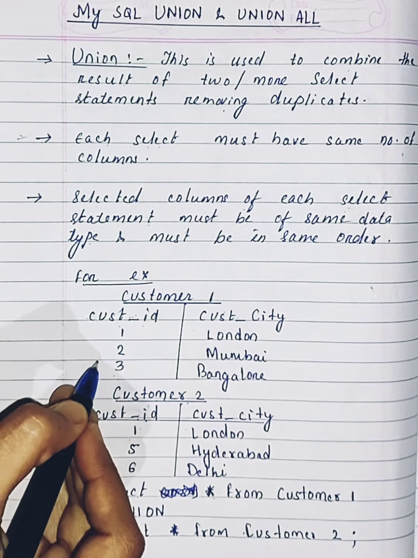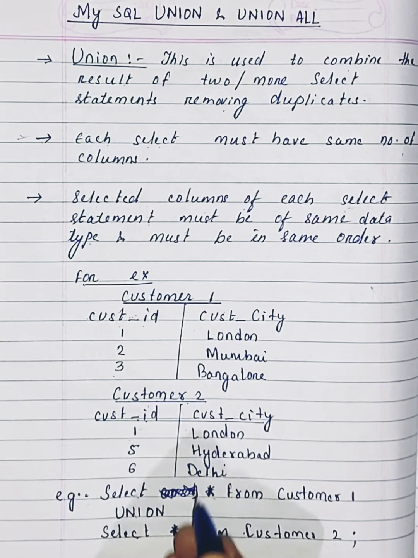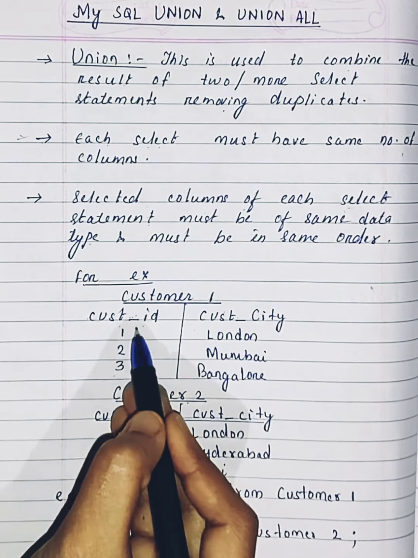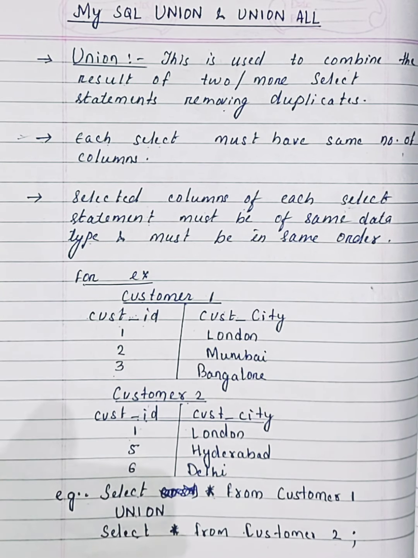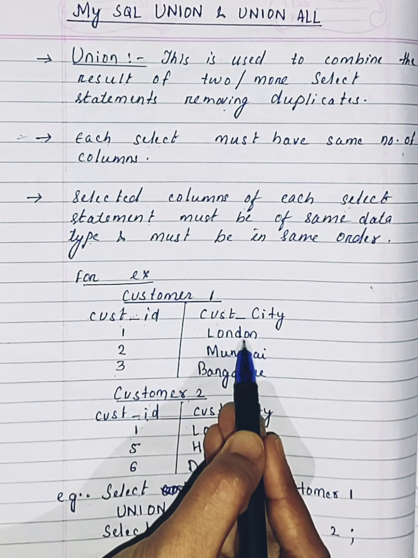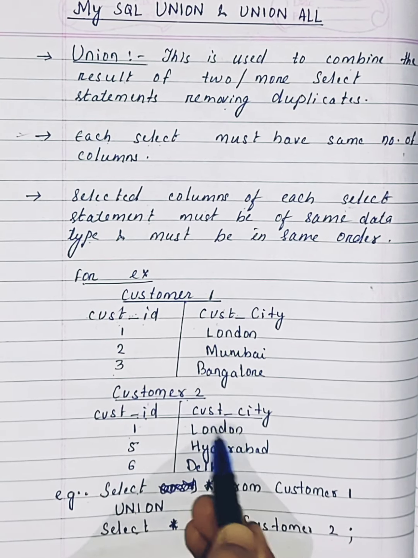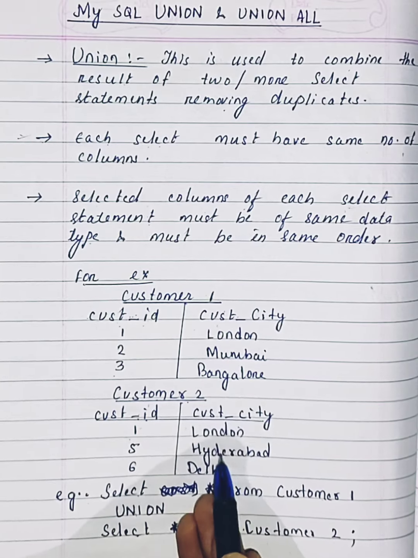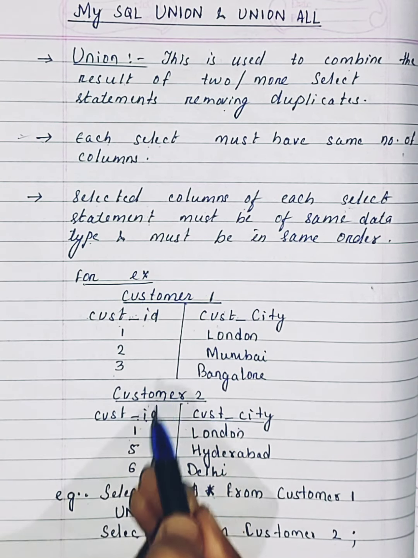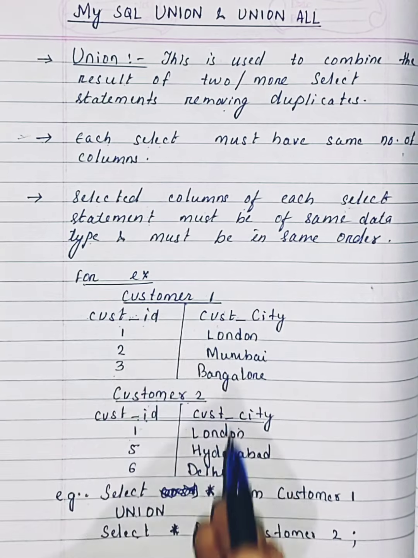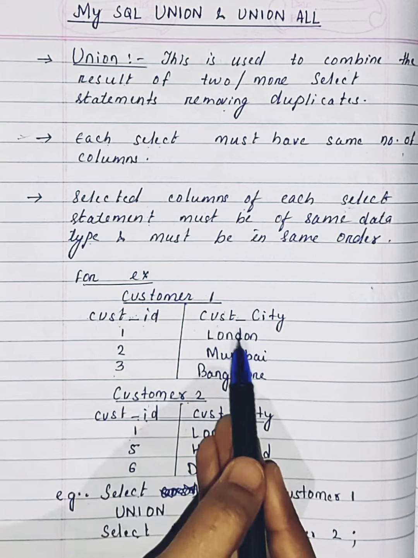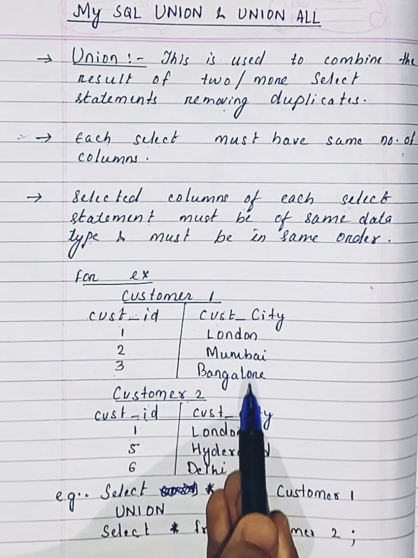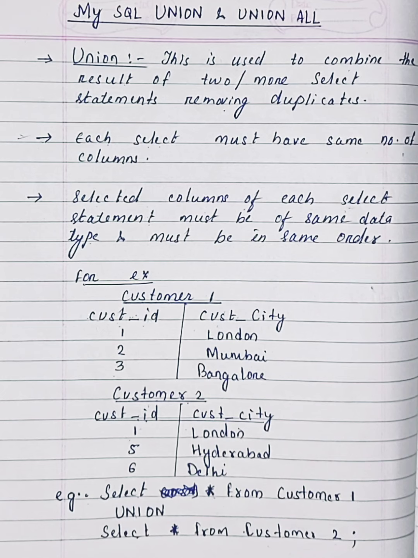In the output section, there will be two columns, that is cust ID and cust city. In the cust ID column 1 2 3, then 5 6, and 1 will not get repeated again. Likewise in the customer city, London, Mumbai, Bangalore, and this London will be discarded, so London, Mumbai, Bangalore, Hyderabad, Delhi. So in the output section, there will be one cust ID column and one cust city column. In the cust ID column there will be 1 2 3 5 6, and in the cust city column there will be London, Mumbai, Bangalore, then Hyderabad, Delhi. I hope you are clear about the union.